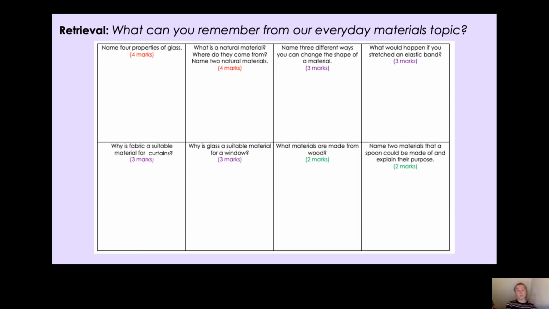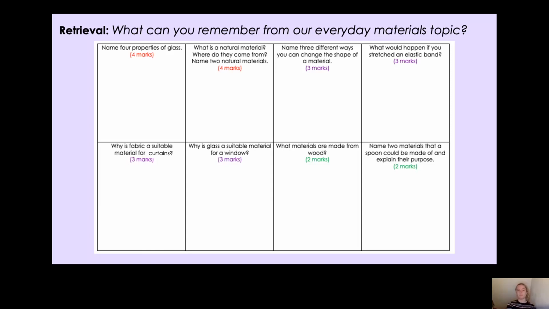Then we've got the 3-mark questions. We learned about those in weeks 3 and 4. So again, they might be slightly harder to remember and therefore they are worth 3 marks. And then the questions that are worth 2 marks, we've learned about in the last 2 weeks. So they will be easier to remember and that's why they're worth less marks.